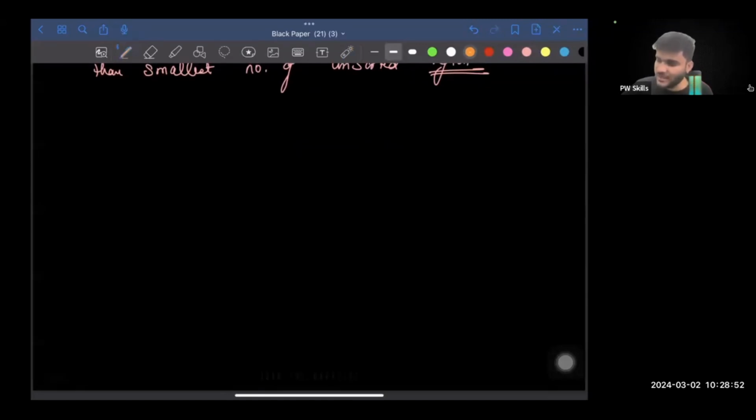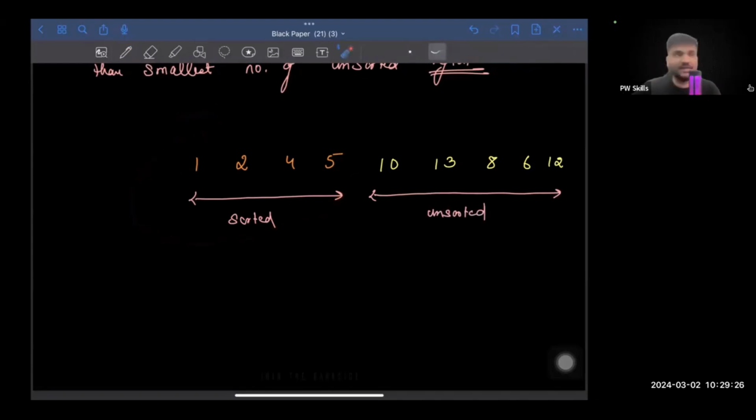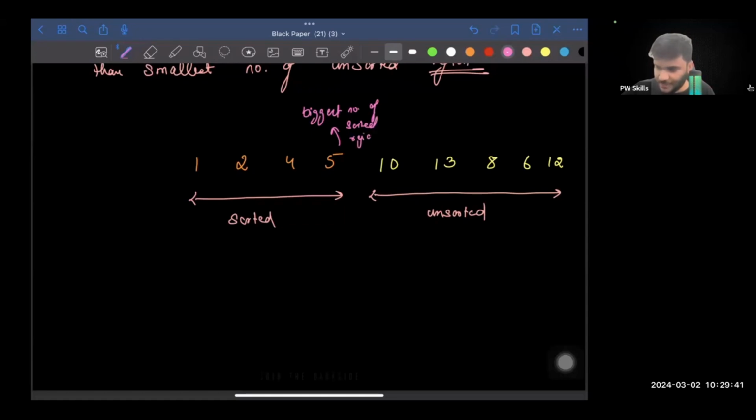The example of this scenario can be 1, 2, 4, 5, and then let's say 10, 13, 8, 6, 12. Now, can I say that this region is sorted? This region is unsorted. And if this region is sorted, can I say the largest number of the sorted region will be the last number of the sorted region? So can I say this is the biggest number of the sorted region, right?